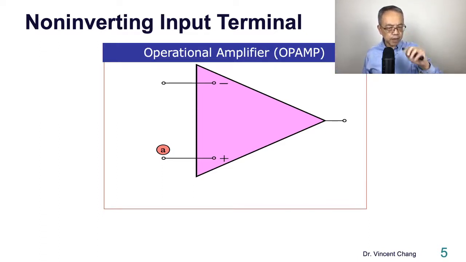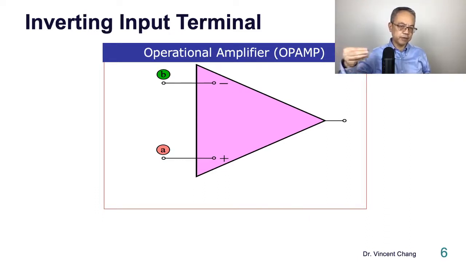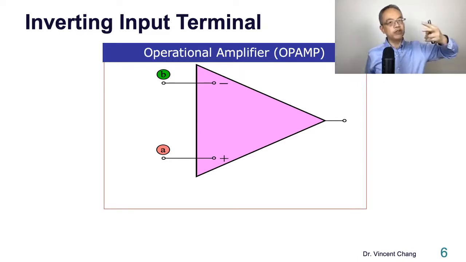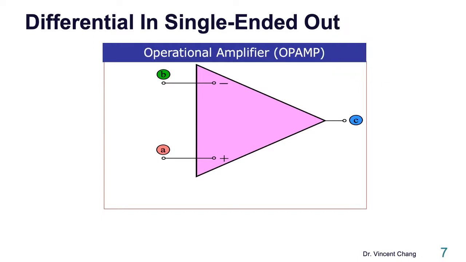The terminal on the bottom with the positive sign is called non-inverting input terminal, the terminal A. The terminal on the top with the negative sign is called inverting input terminal. The reason why we call them non-inverting and inverting is because if the signal comes in through the positive side, the non-inverting, the phase won't change. And if the signal comes in through the inverting terminal, the signal will be inverted, meaning out of phase. All right? So non-inverting and inverting.